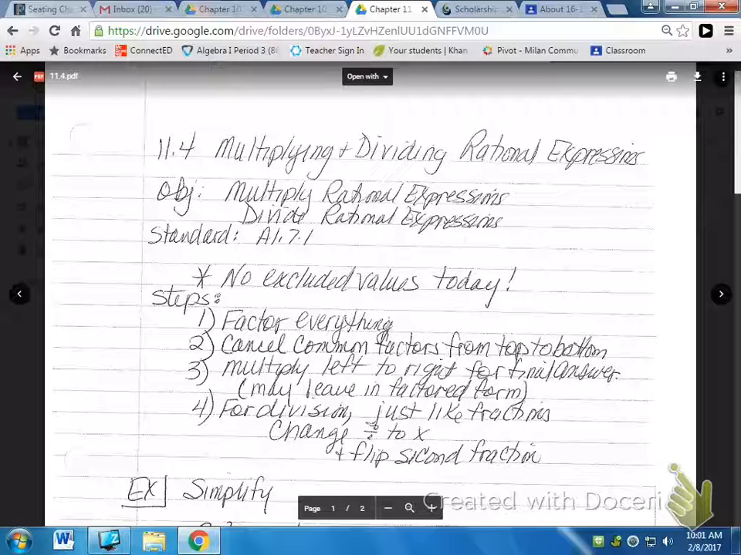I will have to tell you, if it is division, it's just like dividing fractions. You change division to multiplication and you flip the second fraction. That same thing happens here. If it is division of rational expressions, you really make it a multiplication problem, just like you do fractions. You change it to multiplication, you flip the second fraction over. So don't forget about that part of it. You do have to flip it.